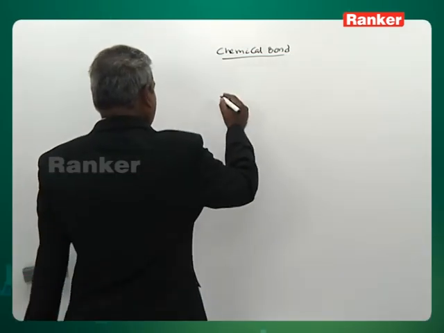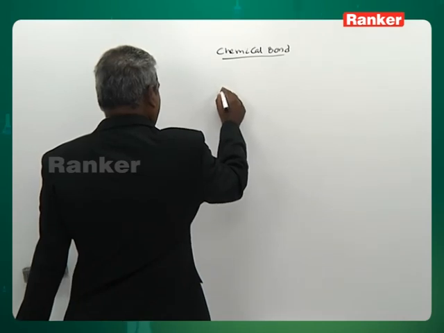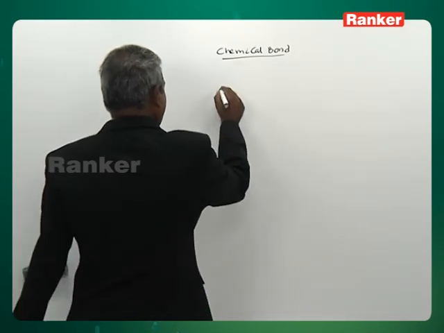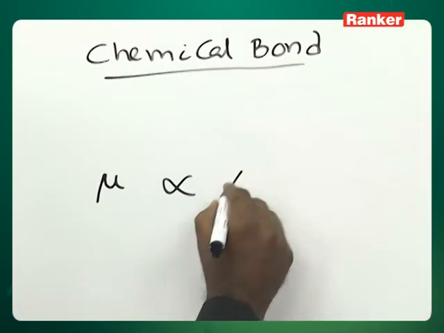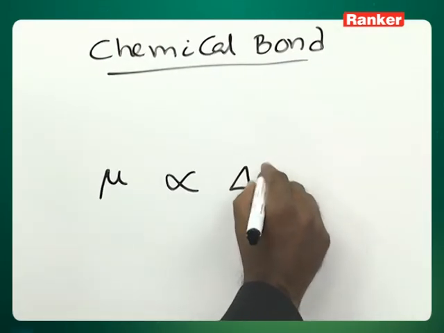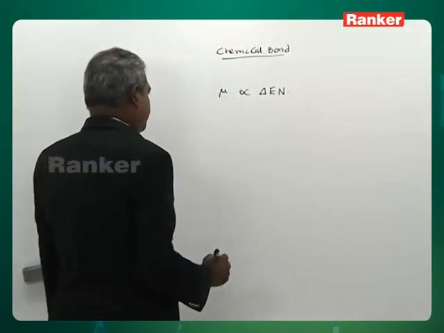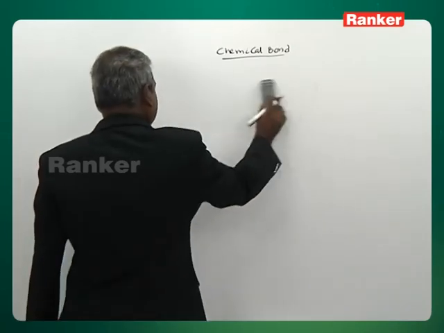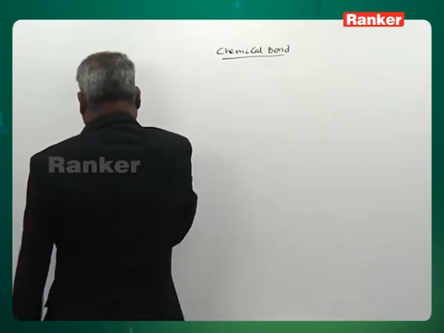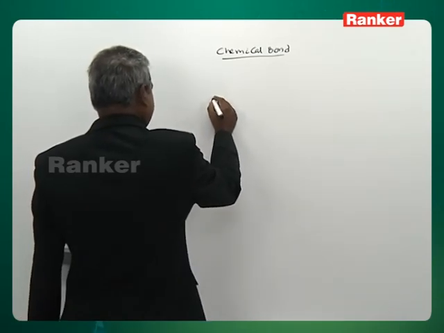So, the dipole moments of compounds: dipole moment is directly proportional to the difference in electronegativity. Similarly, in ionic substances, which we call very highly polar covalent compounds, how do we compare ionic nature?